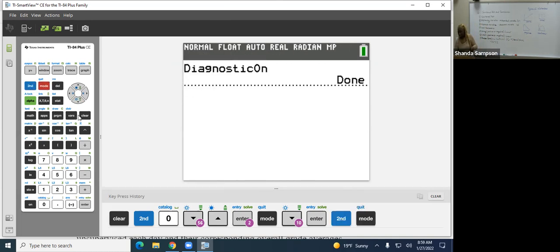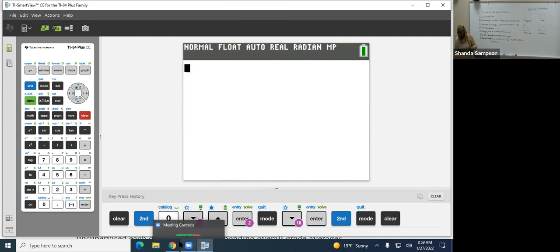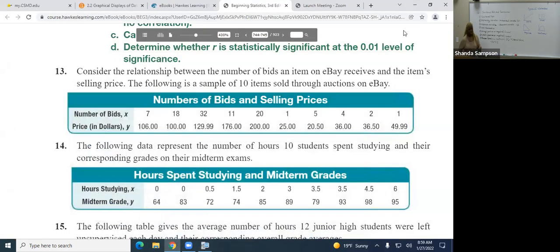So let's go back to our data, and I'm going to give you a minute to put this in. We already talked about how to input data. You go to stat and then edit, and you put the first line in line 1 and the second one in line 2. I'll give you a chance to do that.